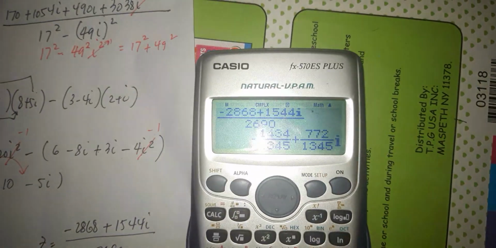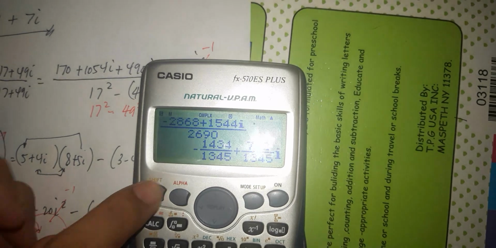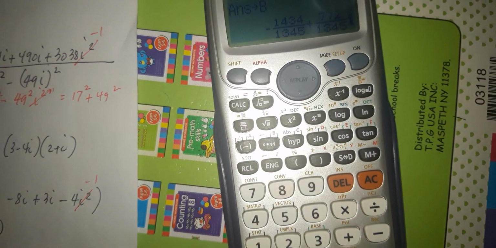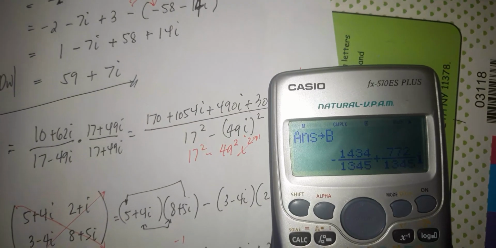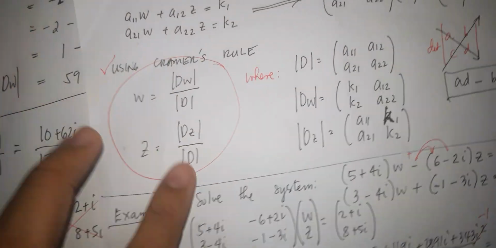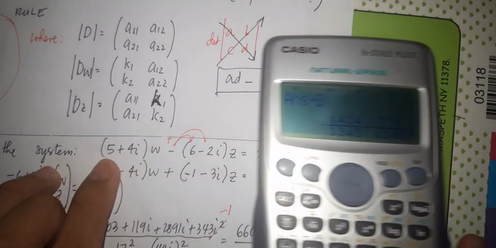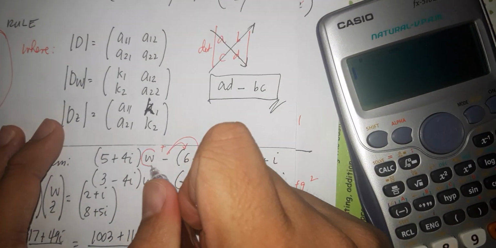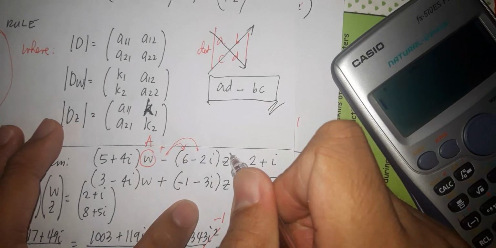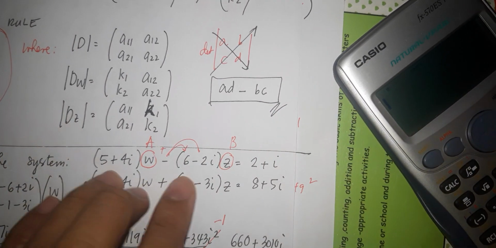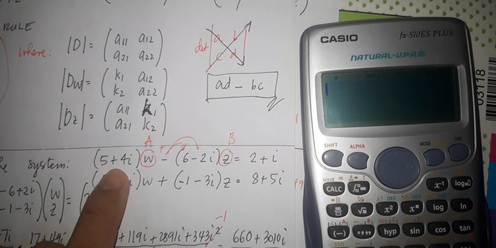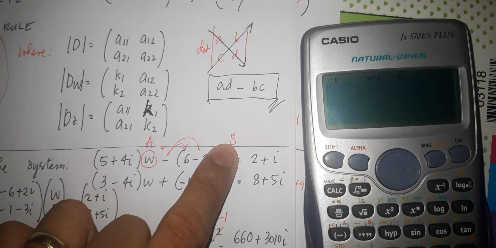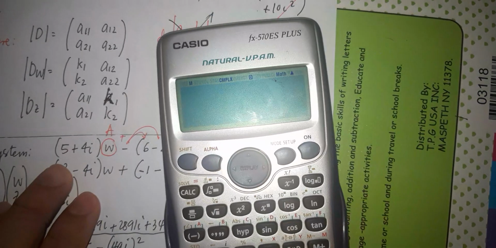So let us try to check our answer. Let me store this to B. This has been stored to B on my calculator. To check our answer, let me substitute to our given. I have used A for W and B for Z. If I substitute 5 plus 4i times A minus 6 minus 2i times B, the answer should be 2 plus i. So let us try.